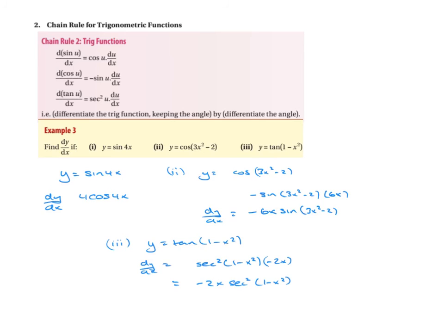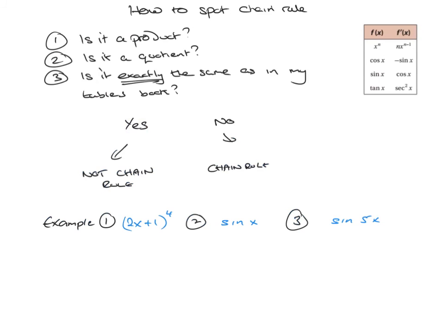Just go through again. Tan goes to sec squared, so tan of the angle goes to sec squared of the angle. And then what we have to do is differentiate this angle here to get the minus 2x. So how do I spot if it's a chain rule? If you ask yourself these questions every single time you look at a differential, you should pretty much spot it every single time. So, first question I ask myself, is it a product? If it's not a product, is it a quotient?